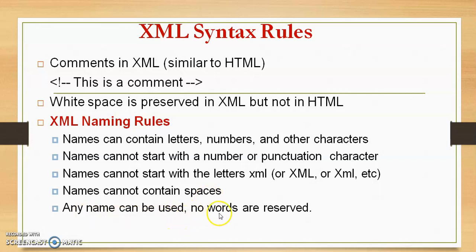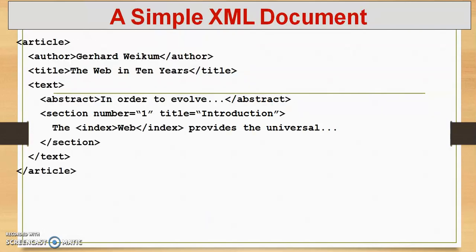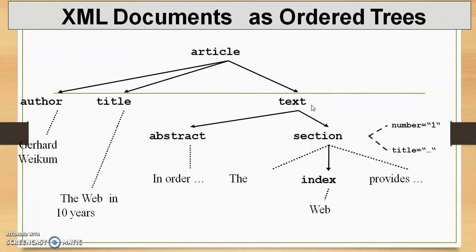Any name can be used, no words are reserved. So an XML document comprises elements, attributes, plus some other details. Here is a simple XML document, and the article is the root element, and the other tags are author, title, text. And here all the tags are freely definable by the user. So this XML document can be represented as an ordered tree.